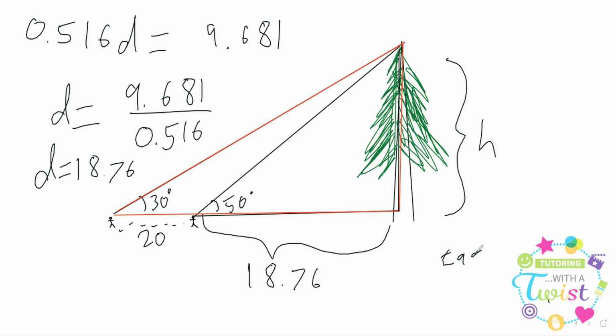Now we would just say that the tangent of 50 is equal to the opposite over adjacent, equal to the height over 18.76. We can multiply both sides by 18.76. So take the tangent of 50, times 18.76. Ta-da, we've got that the height is equal to 22.36. There's the height of this beautiful tree.